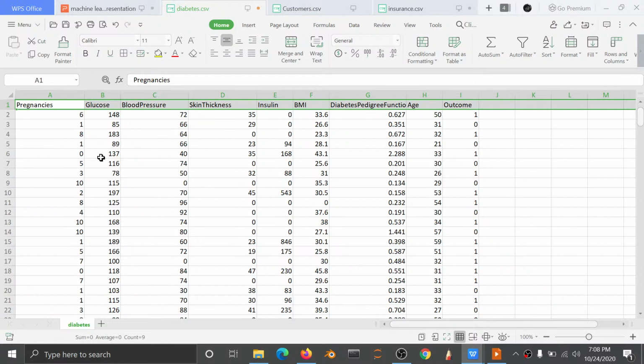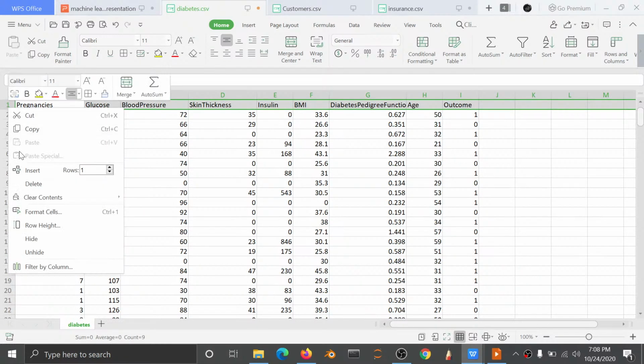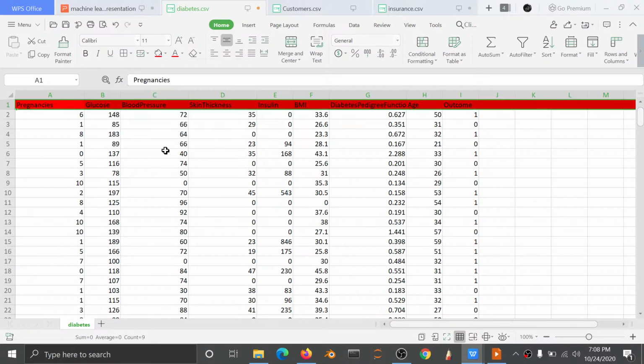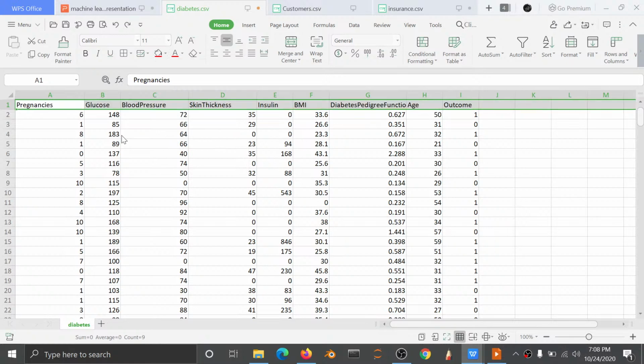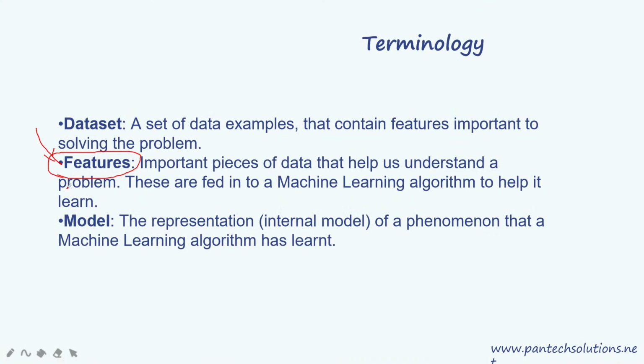Generally in machine learning they are called features. If it is deep learning we don't need this feature, but if it is machine learning we need this feature. So this feature is important. It is an important piece of data that helps us understand the problem.